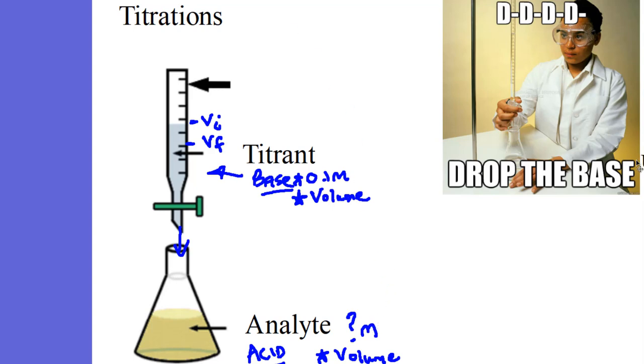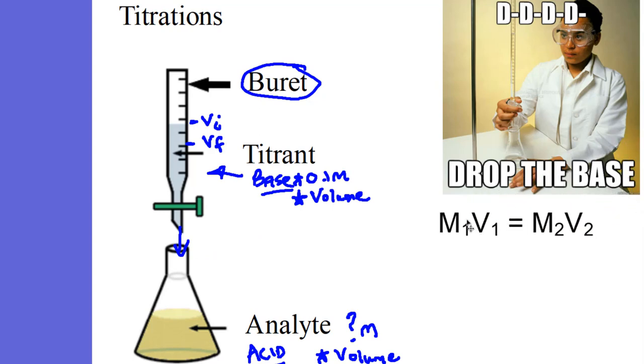Now we put this titrant, this base, in a glass cylinder called a burette. So we call this a burette, this big long piece of glass that we can drop the base in. The main equation we're going to use is M1V1 equals M2V2, and you can see I need to keep consistent. So I need the acid on one side and the base on the other side.